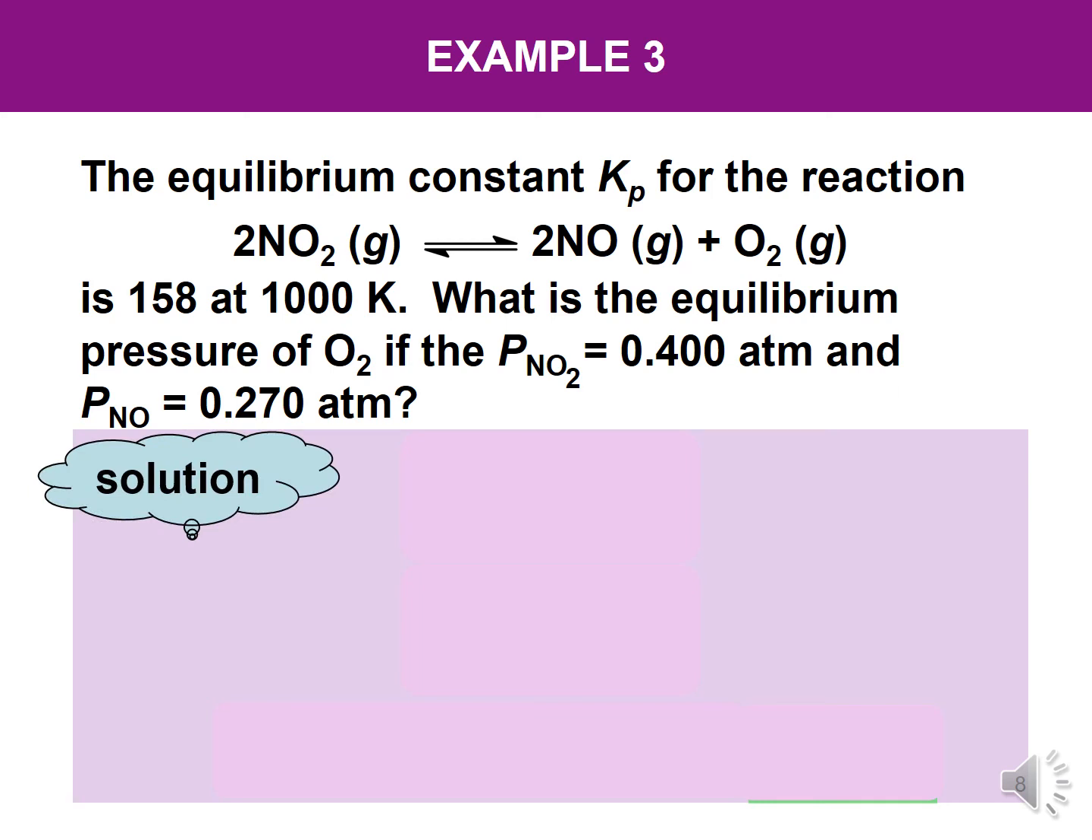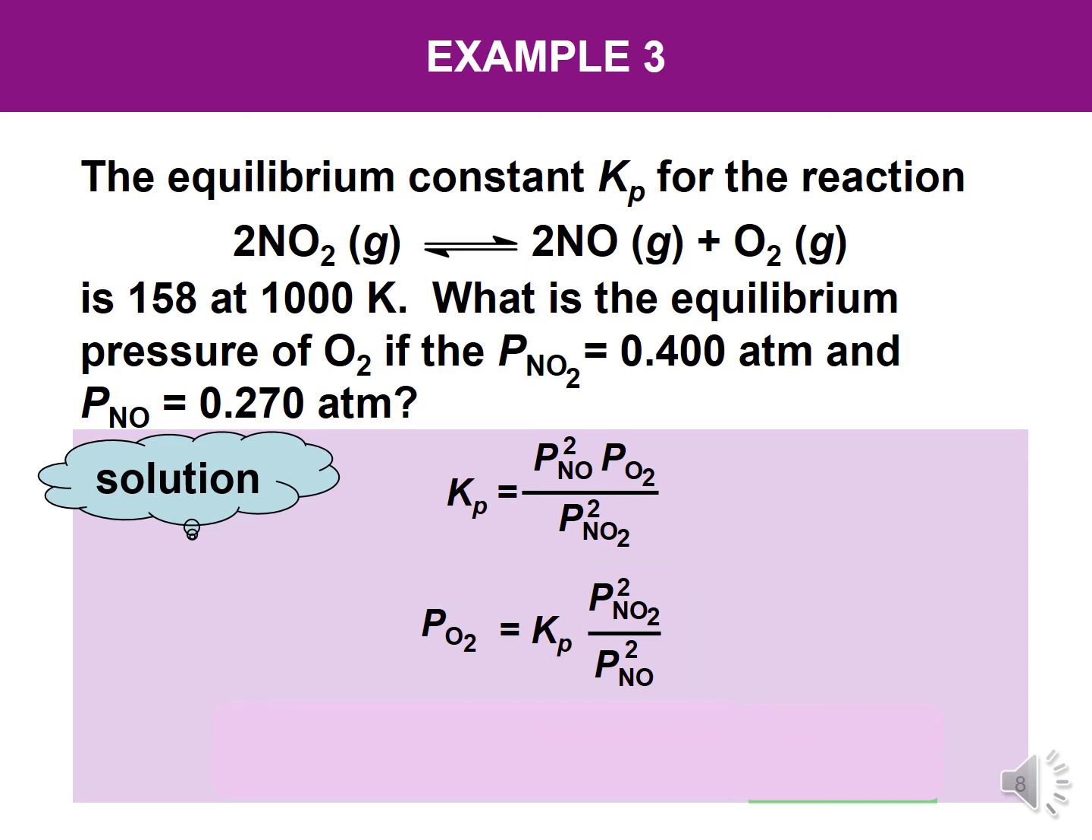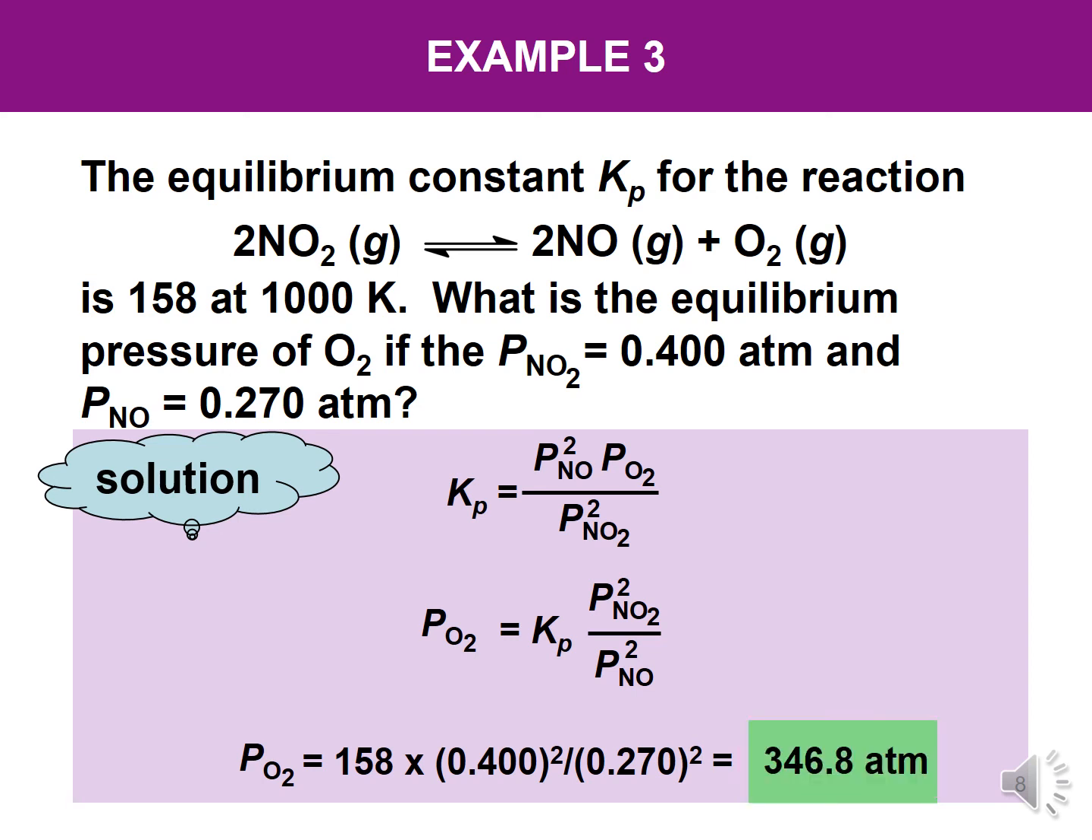To solve this question, first we need to write the Kp expression. Then we can rearrange the expression so that the partial pressure of oxygen is on the left-hand side. Next, insert the values of partial pressure and Kp into the expression. Finally, press your calculator to get the value of partial pressure of oxygen. So the final answer is 346.8 atm.